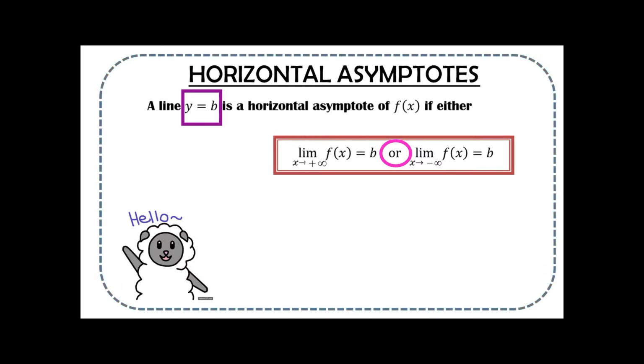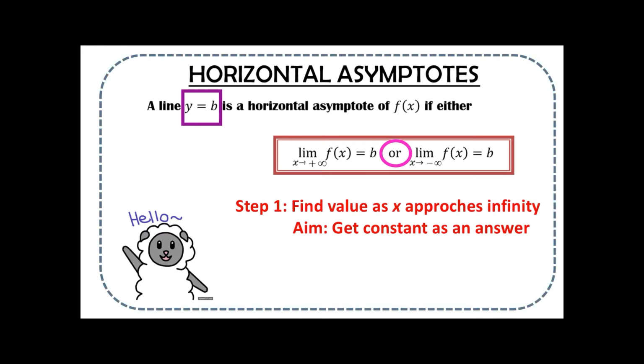As long as you get any constant as your final answer, we can conclude that that constant is basically your horizontal asymptote. For this, we only have one step. So, find the limit as x approaches infinity, and our aim is to get a constant as our final answer.